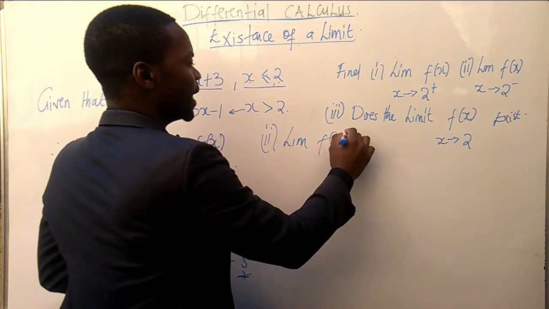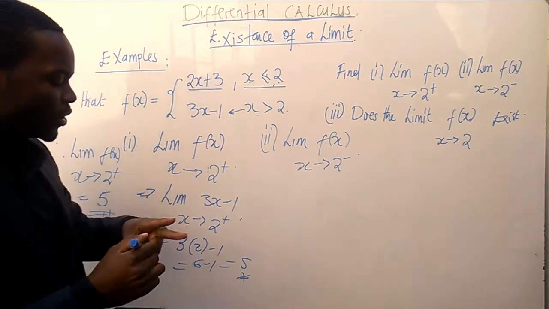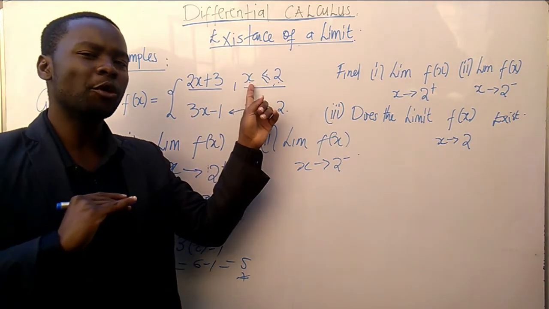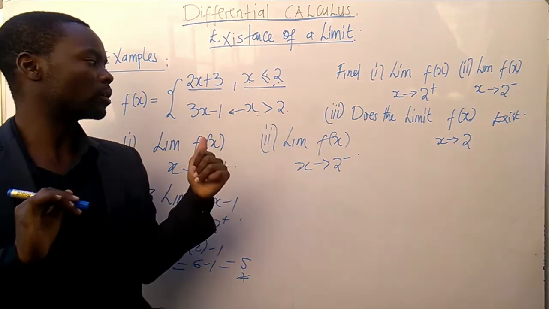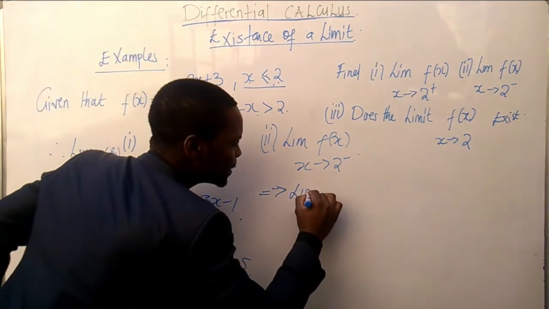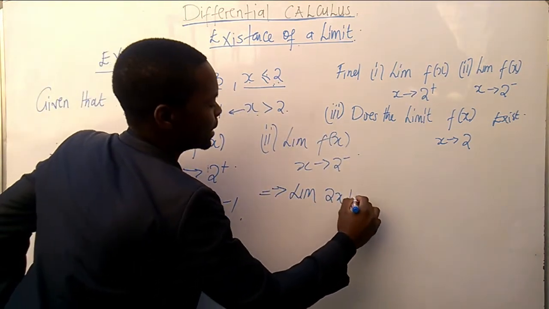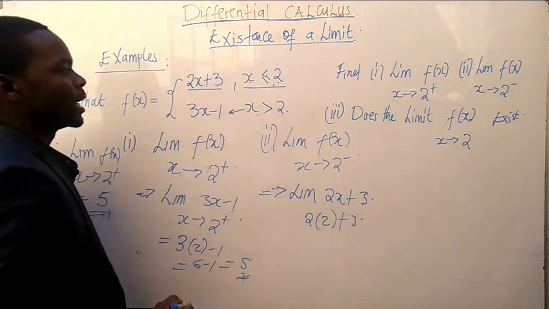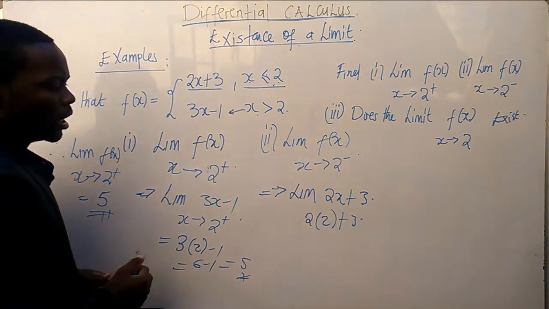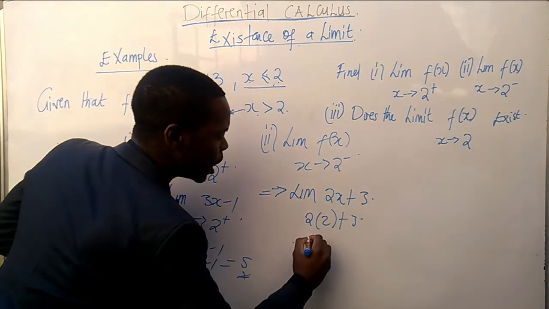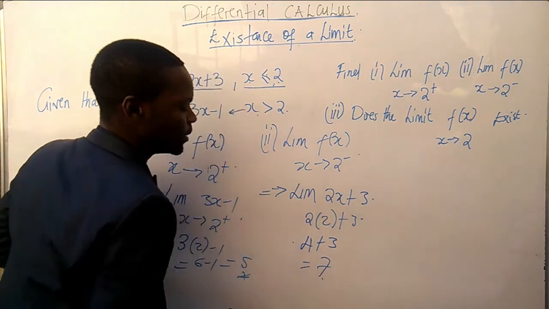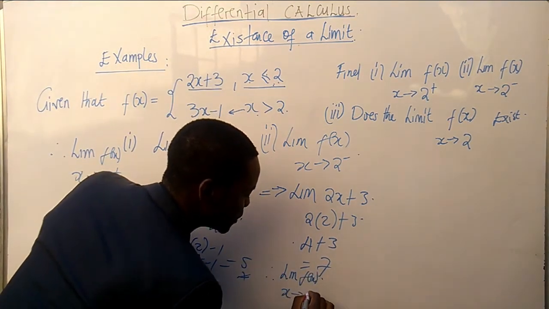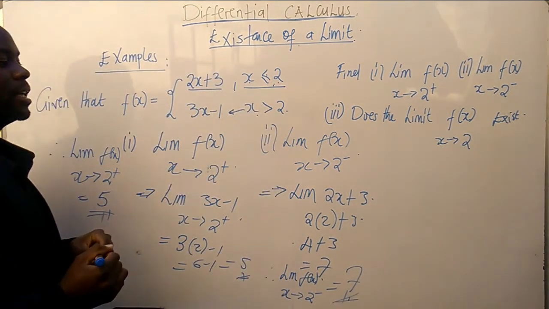Now, let's check question 2, which is the limit of f of x as x approaches 2 from the negative. We stated that if x is approaching 2 from the negative, we must use this function because it accepts any value of x which is less than or equal to 2. So we can't use this one. Our f of x is 2x plus 3. From here, we can substitute the value of 2, so we have 2 times 2 plus 3. When you simplify this, you have 4 plus 3, which is equal to 7. So this is the limit. Therefore, the limit of f of x as x approaches 2 from the negative is 7. This is our answer.